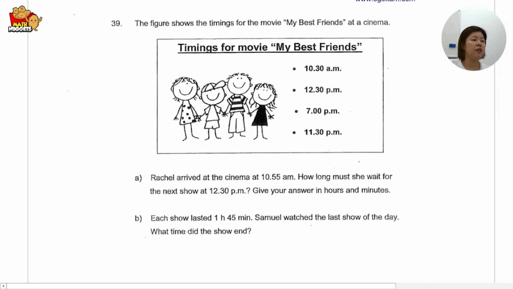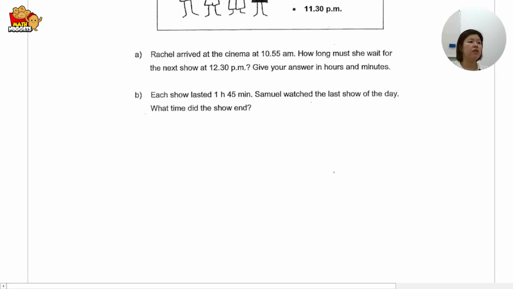Okay, let's move on. Here's the timing for the movie My Best Friends at the Cinema. So Rachel arrived at the cinema at 10:55. How long must she wait for the next show at 12:30? So let's draw a timeline. She reached at 10:55, and then this is 12:30. So we can go for 1 hour, which is 11:55.